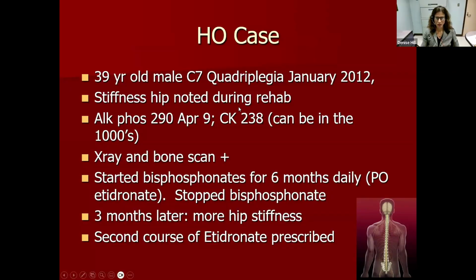Person with tetraplegia, January 2012 is the date of his injury. He developed stiffness during Unit 58 rehab. He had some elevation of his blood work, not severe, but a little bit abnormal. And then his X-ray and bone scan were already positive at that point. We did start bisphosphonates and continued him on what was used then, etidronate, for 6 months. He felt his hip stiffness was getting worse, so we gave him some more.